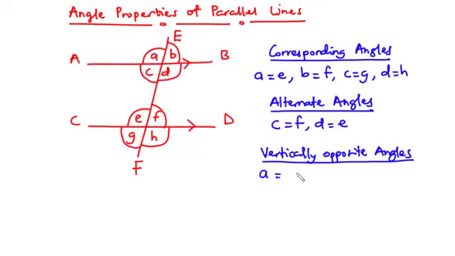A is equal to D, B is equal to C, E is equal to H, and F is equal to J. Now to the last one, that is co-interior angles.